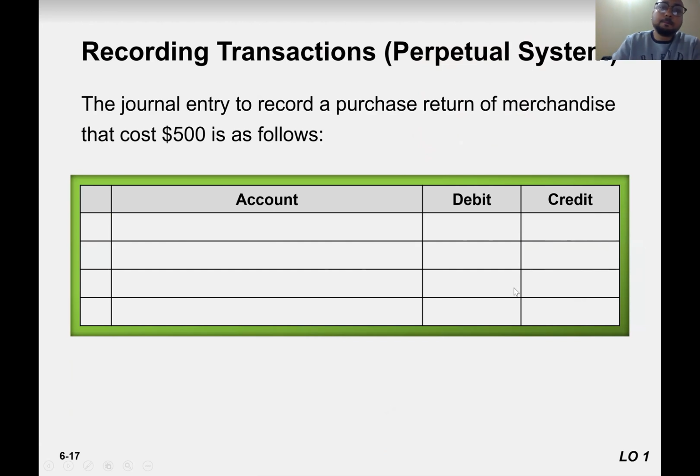Good. Okay. So let's talk about the stuff that we already talked about, and let's go into how we make entries. Though I already explained, I explained it not through an example. So let's just talk about the example here. The journal entry to record a purchase return of merchandise at a cost of 500. What does it mean? It means you are returning the inventory to the suppliers and the cost is 500. What should be the entry? So what is the logic here?